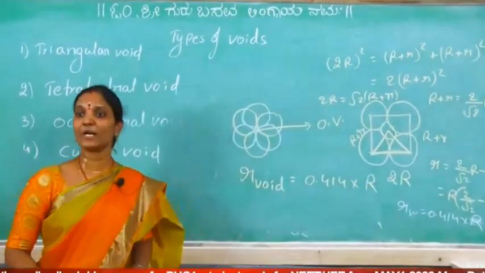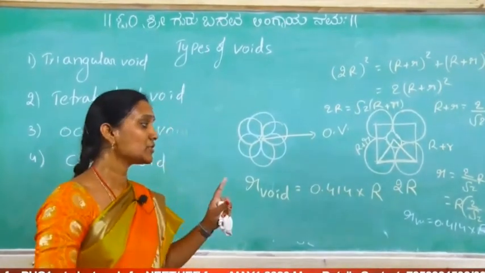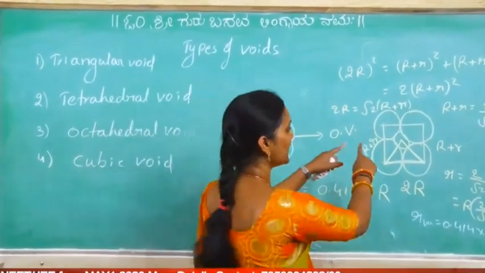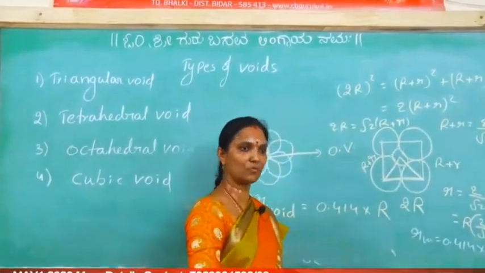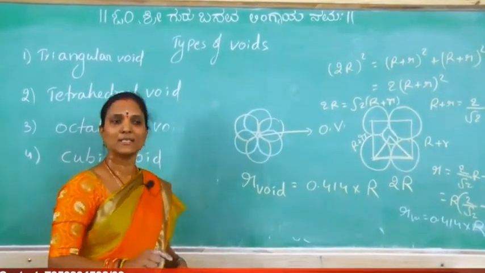So anyhow, in octahedral the formula to find the radius of void is 0.414 into radius of sphere. How are we getting it? By taking this cross section of the octahedral void. And what is this octahedral void? It means the void surrounded by a total of 6 particles.